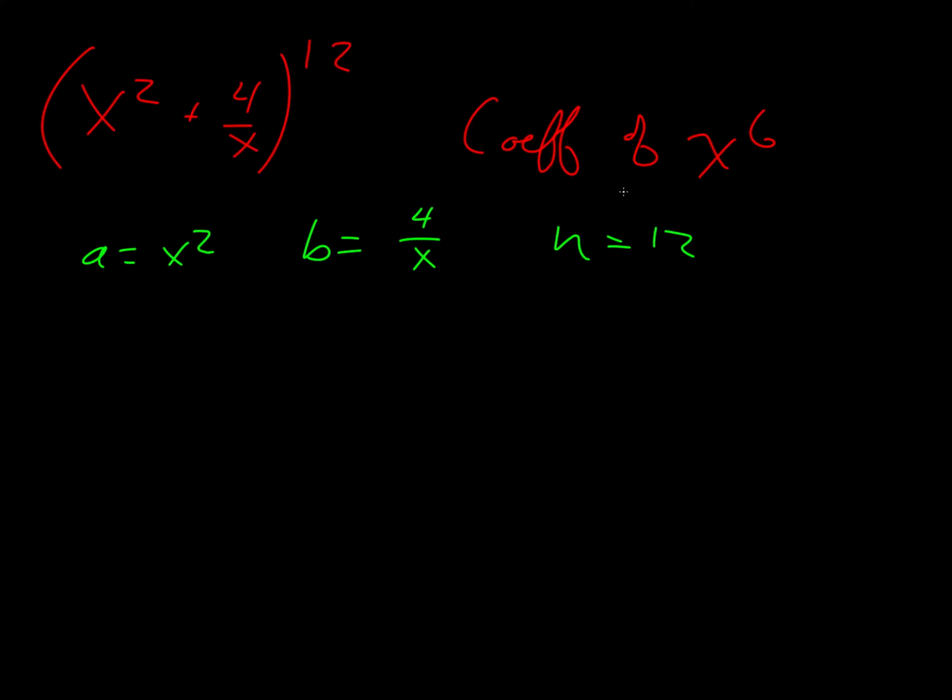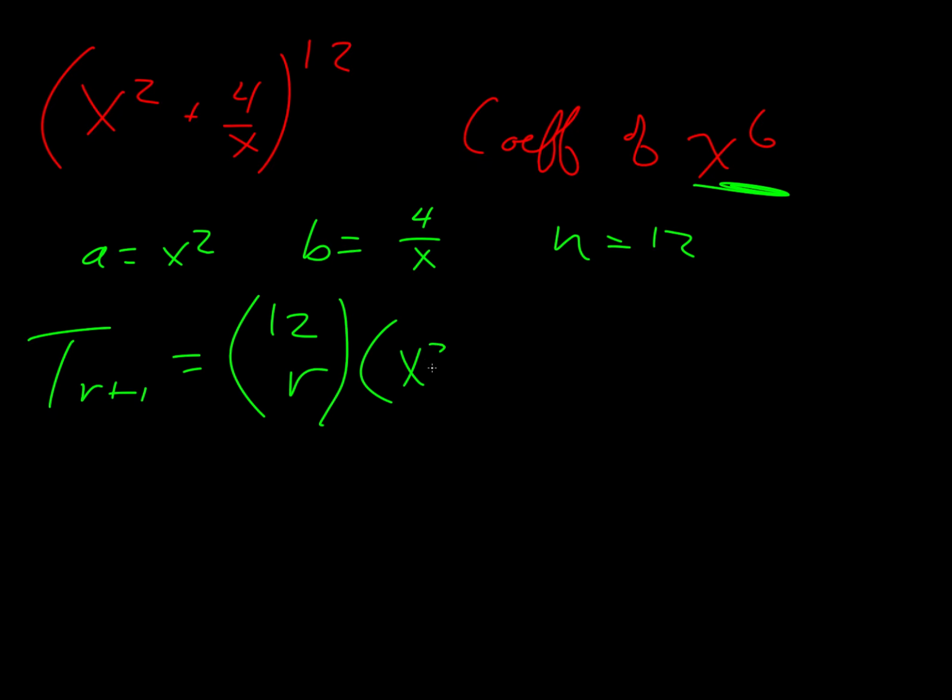Now, if we are looking for the term that has x to the 6th, what's going to happen is we have t r plus 1 equals 12 choose r, x squared to the 12 minus r, 4 over x to the r. So if we don't know what our r needs to be, this is something that can help us figure that out.